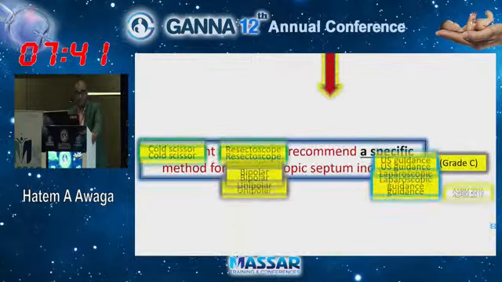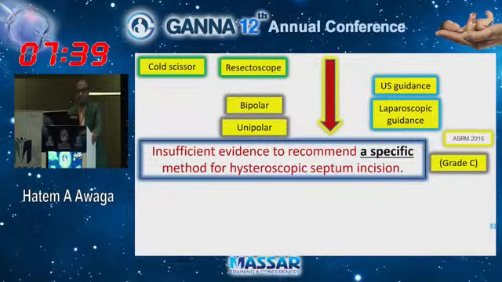We have different techniques. We can excise the septum or incise the septum using the cold scissor. We can use the resectoscope, unipolar or bipolar, and this can be done ultrasound guided or laparoscopy guided. There is insufficient evidence to say that a specific method of these techniques is better than the other.